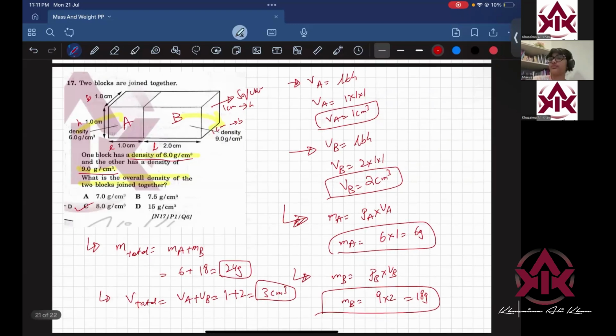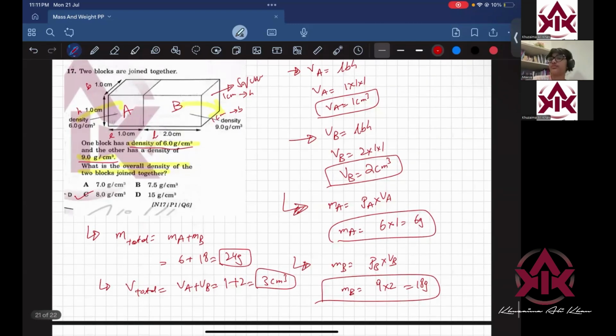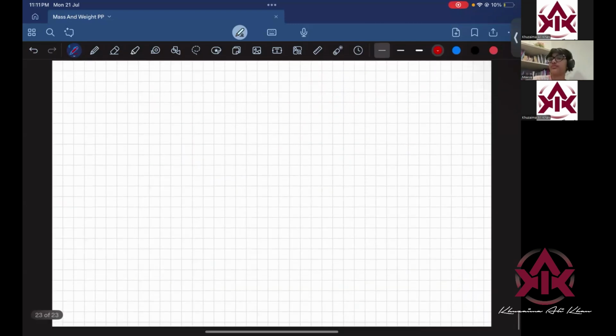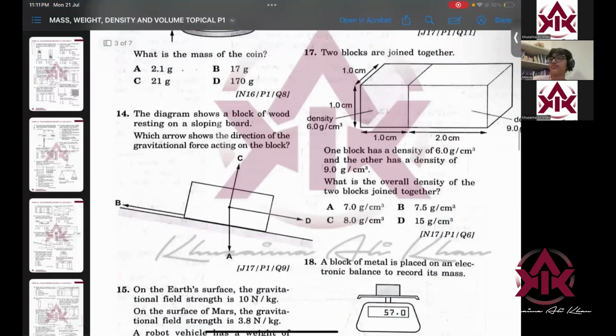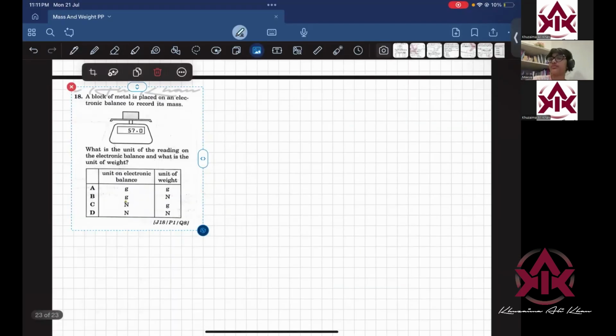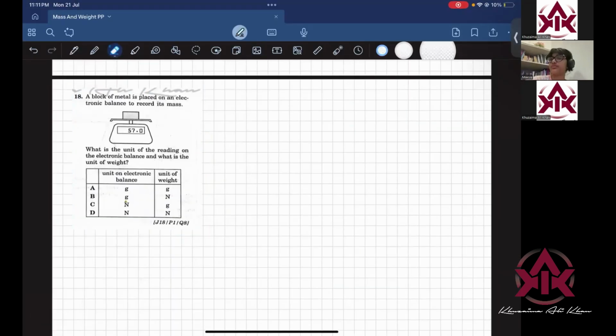No. Okay, good. So let's go on towards the next question now. That is question number 18. A simple question indeed. Right, so you have an electronic balance over here. You can see that it is measuring the mass of the object. The mass is coming out as 57 something over here, right? So they are asking what is the unit of the reading on the electronic balance and what is the unit of weight, right? So if you use an electronic balance, what does it calculate? Mass or weight? Mass, right?